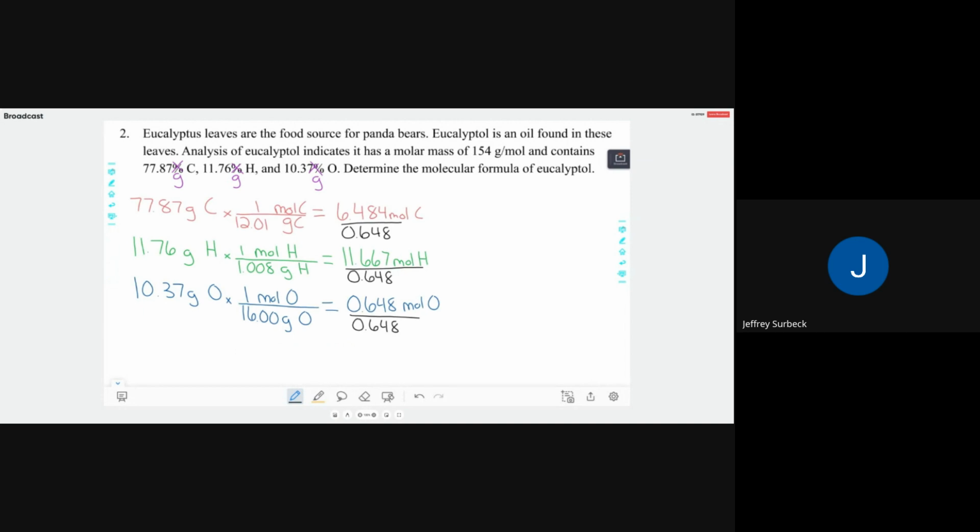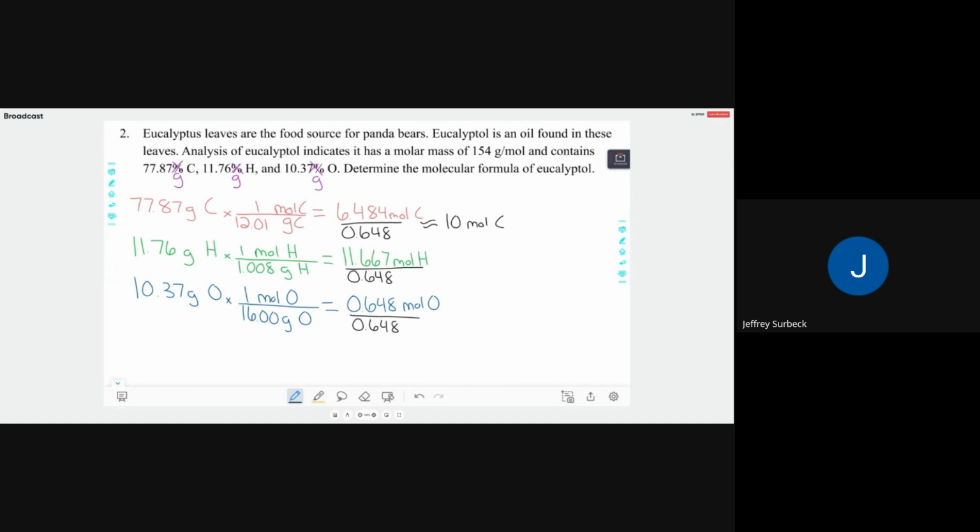Okay, so if I take 6.484 divided by 0.648, I get 10.006, but that's good enough, close enough to exactly 10 moles of carbon. Okay, then we do the same thing for hydrogen.